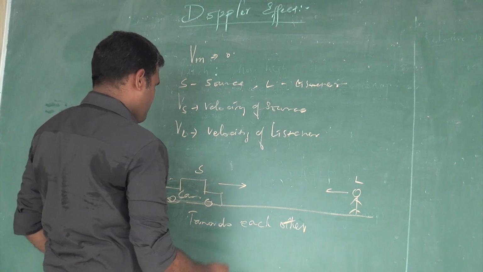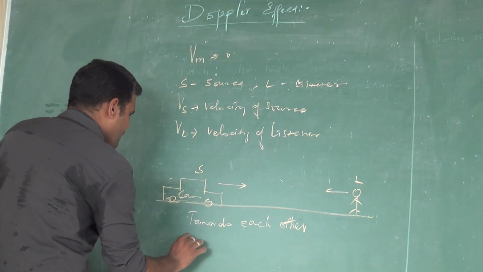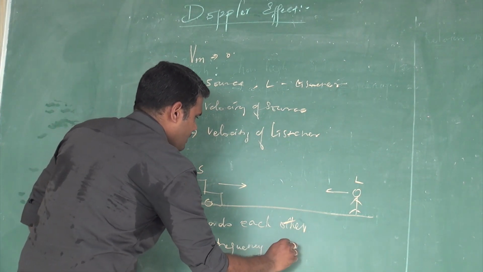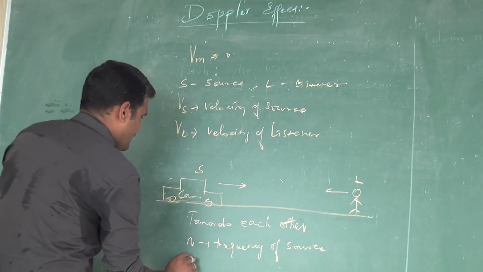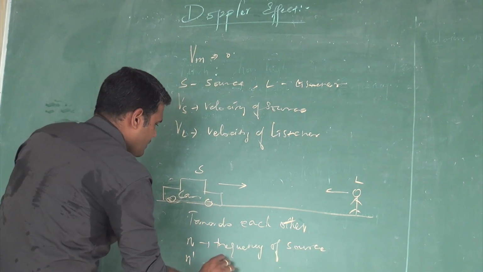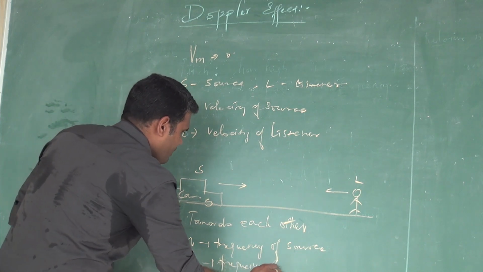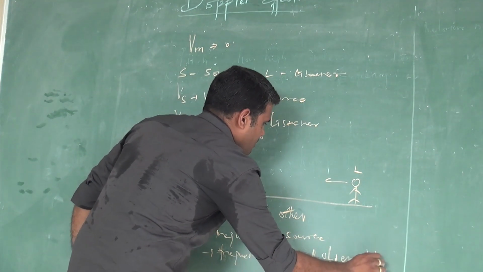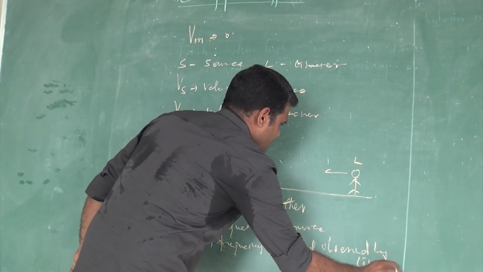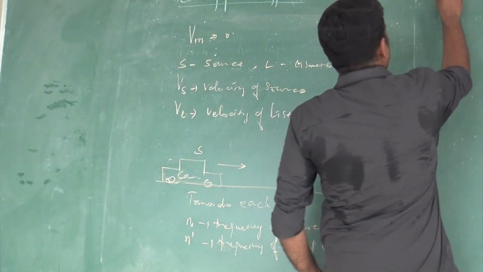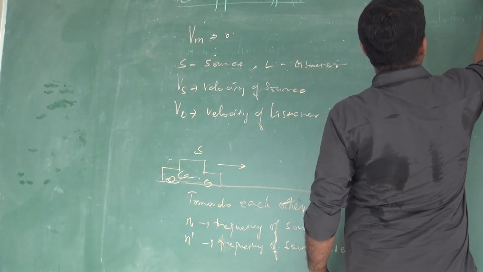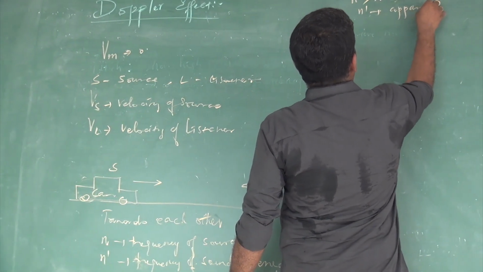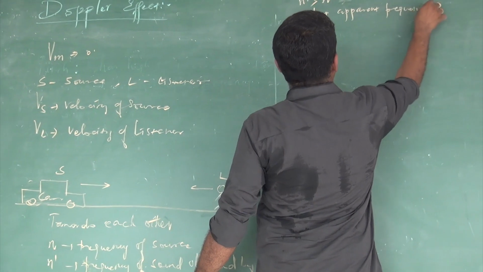In this particular case, we can say if n is the frequency of the source and n prime is the frequency of sound observed by the listener, then I can say n prime is greater than n, which means this n prime is termed apparent frequency. What is that apparent frequency called?